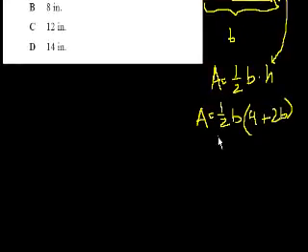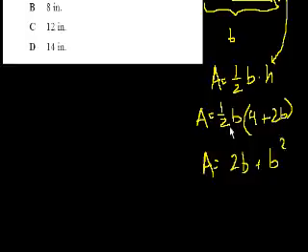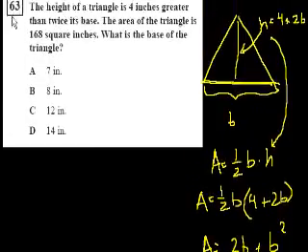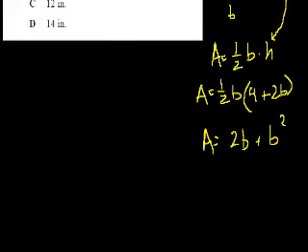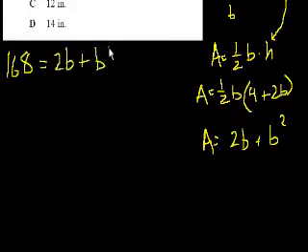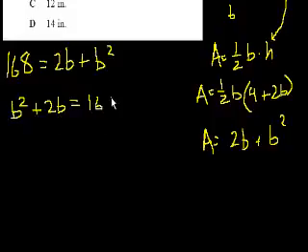Now if we distribute the 1/2 b, we get area is equal to 1/2 b times 4, which is 2b, and then 1/2 b times 2b, that's plus b squared, right? 1/2 times 2 is 1, and then b times b is b squared. Fair enough? They tell us that the area is 168. So 168 is equal to 2 times the base plus the base squared. Let's swap the sides to make it look more familiar: b squared plus 2 times the base is equal to 168.